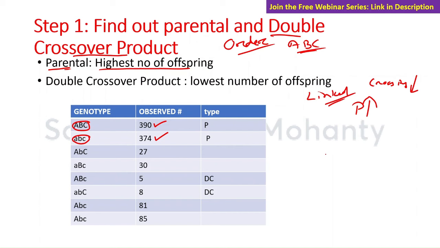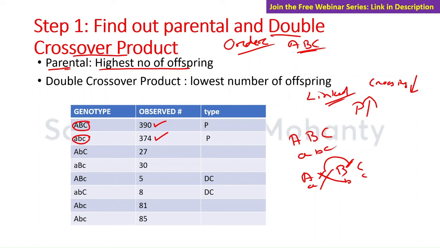Now we got the parents. Initially we didn't have them. Parent 1 is capital A, capital B, capital C. Parent 2 is small a, small b, small c. Then the double crossover product. If I write capital A small a, capital B small b, capital C small c, and there is a crossover between these two genes, this crossover tends to inhibit the crossover between the nearby genes. Remember this one.